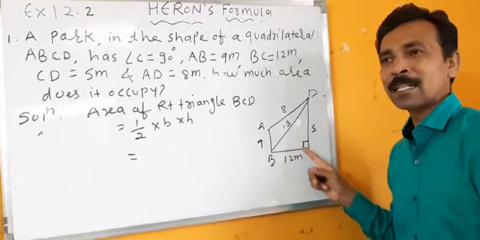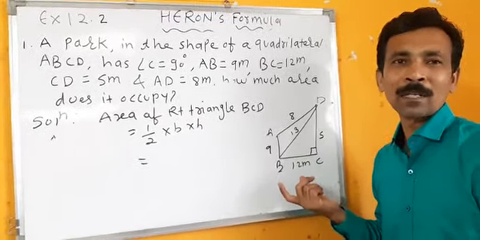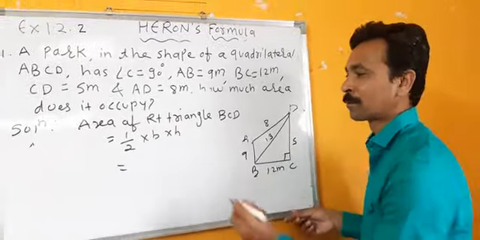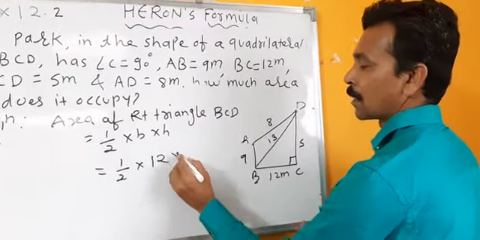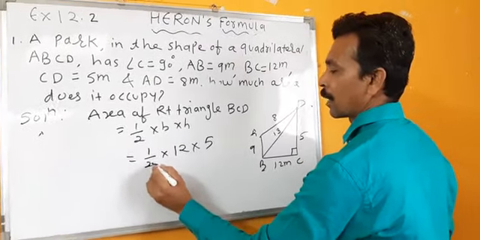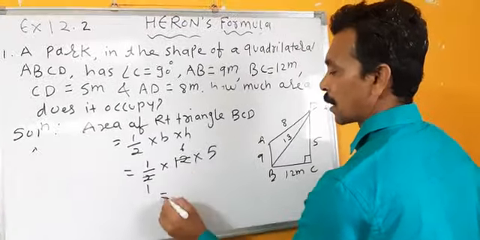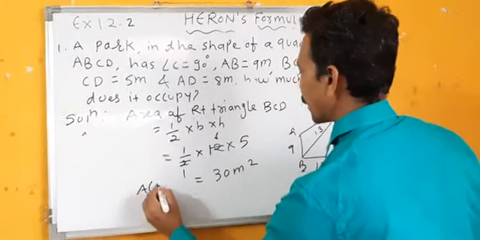When the triangle is a right angle triangle, don't find the area using Heron's formula. Don't ever do it. Use the formula half into base into height. What is base? 12. What is height? 5. Divide 2 and 12, 2 ones are 2, 2 sixes are 12, 6 into 5 is equal to 30 meters square. This is area of triangle BCD.